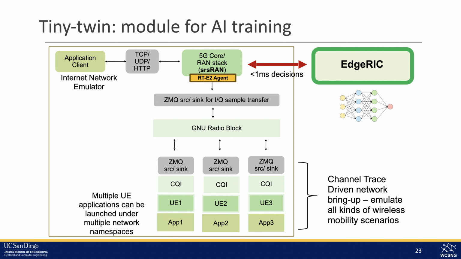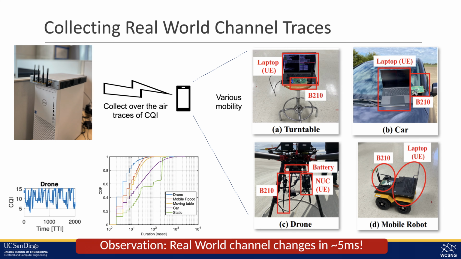So our Tiny Twin is basically a channel trace driven network bring up, by which we can emulate all kinds of wireless scenarios. We have the RTE2 agent, and this is our entire module for our digital twin AI training. EdgeRIC simply receives the samples from this environment and sends actions back, and the RL agent learns in the background based on our throughput, based on the reward function that has been specified.